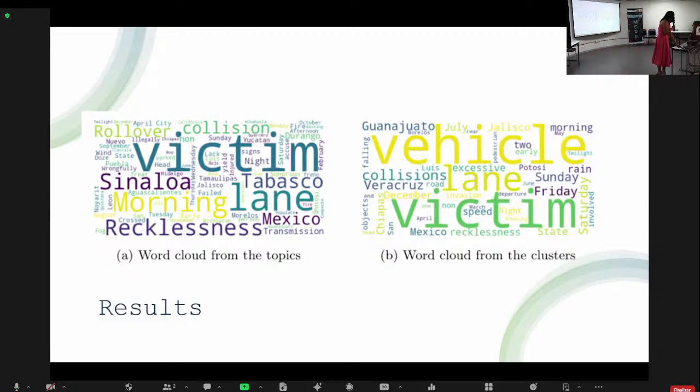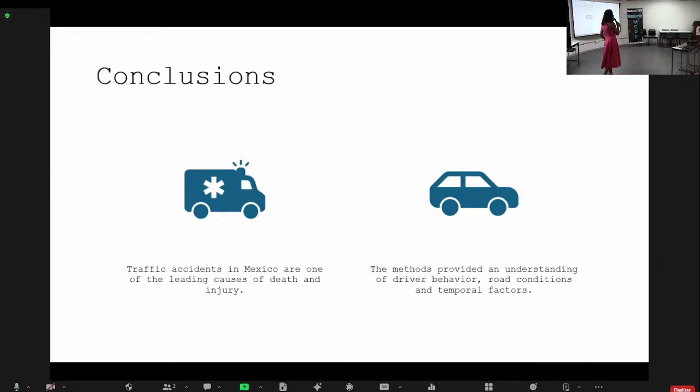For our conclusions, we have that traffic incidents in Mexico are one of the leading causes of death and injuries, and the methods provide an understanding of driver behavior, road conditions, and temporal factors.